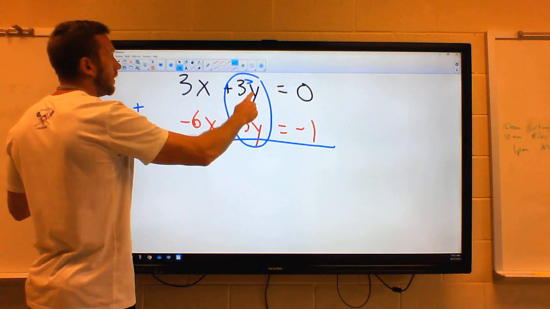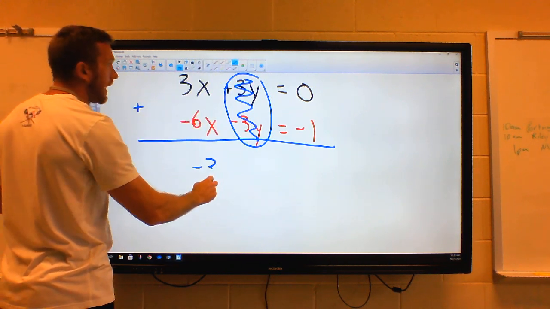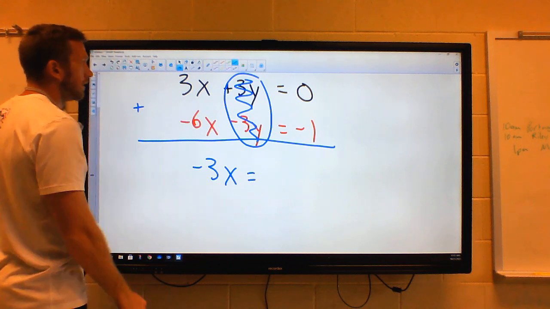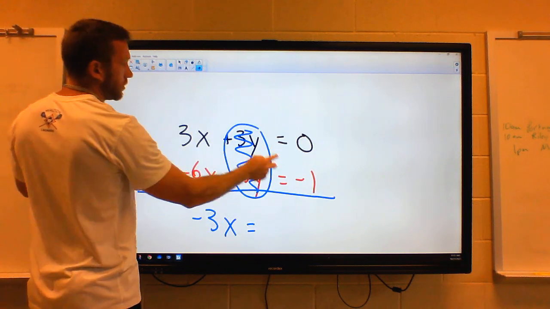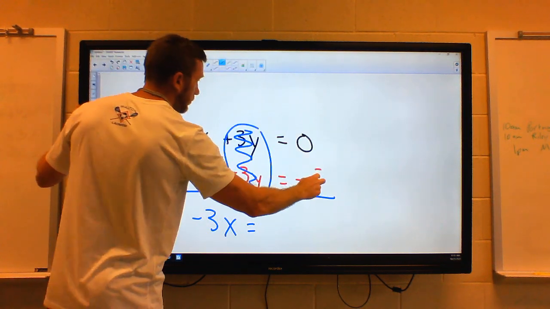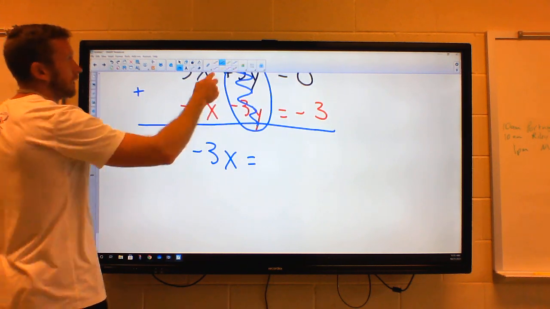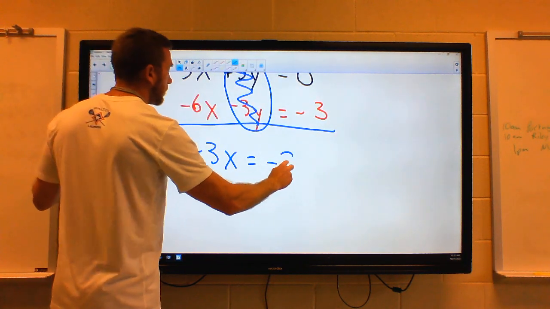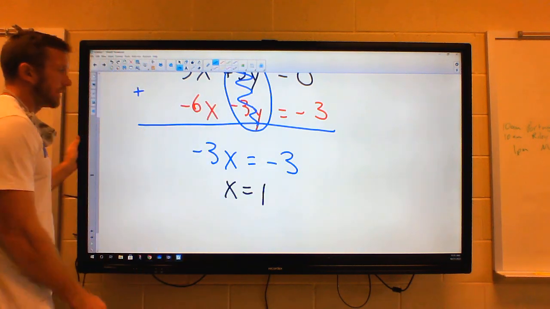They'll cross off. This becomes negative 3x. This becomes, this should have been a negative 3. My fault, I multiplied that wrong. Go back and watch it, you'll see that I should have made that a negative 3. Negative 3x equals negative 3. Divide it out, x equals 1.